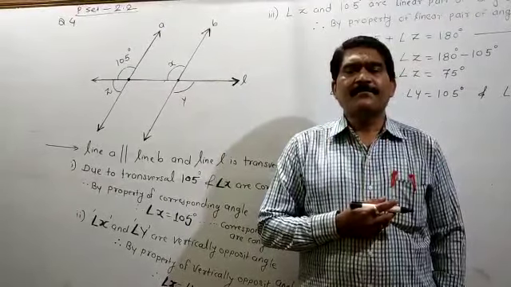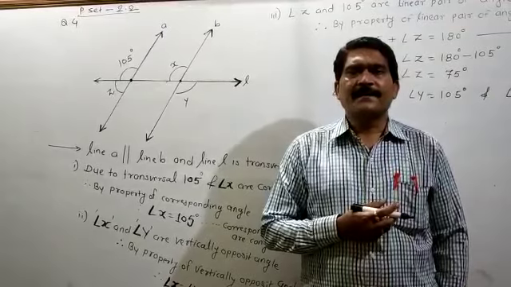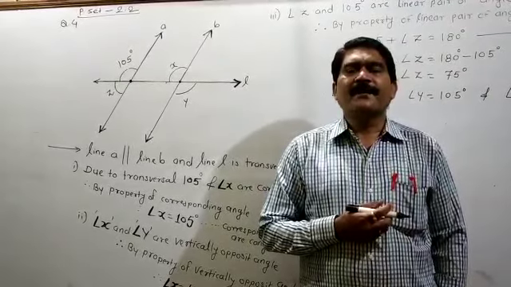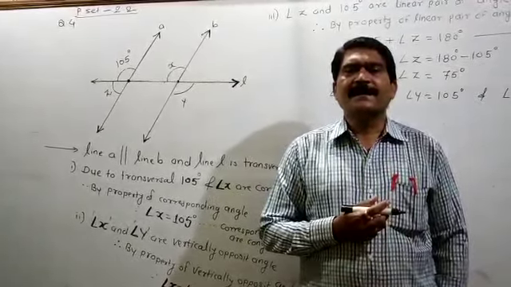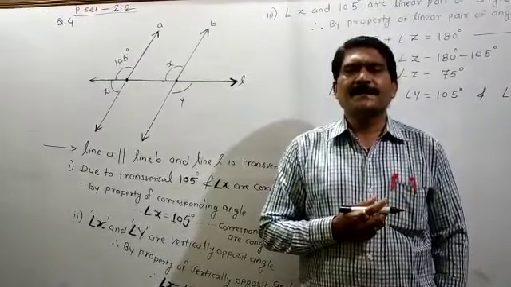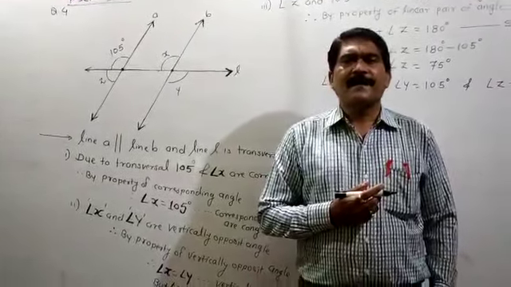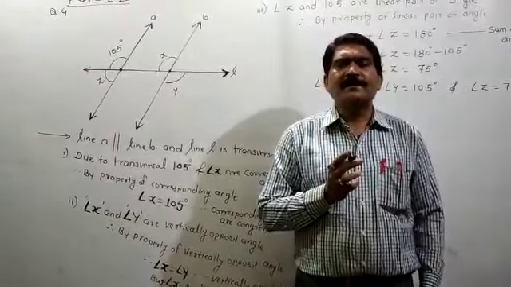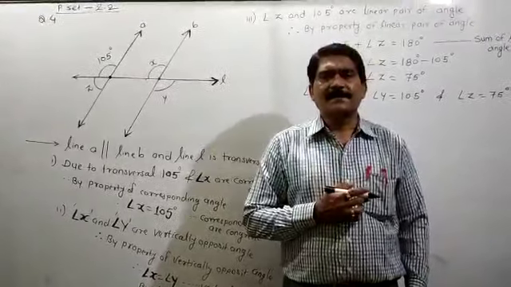And what is the property of the vertically opposite angle? When two lines intersect at one vertex, the opposite angles are congruent. The property of vertically opposite angles is that they are congruent.